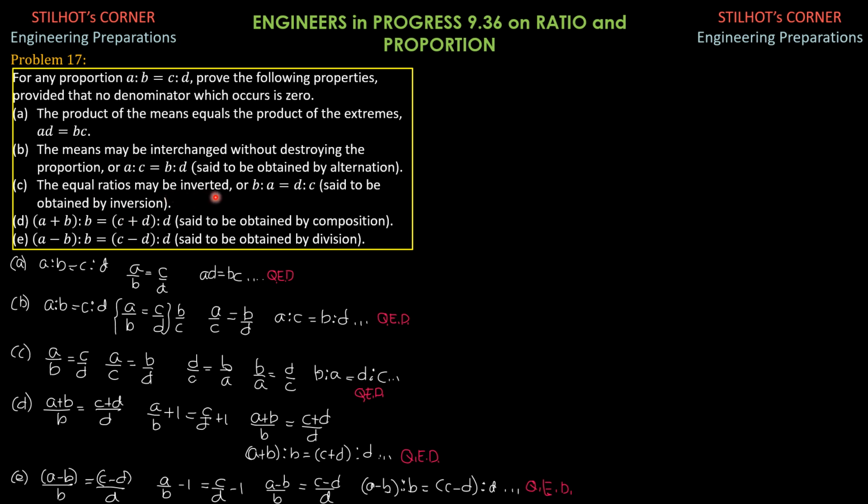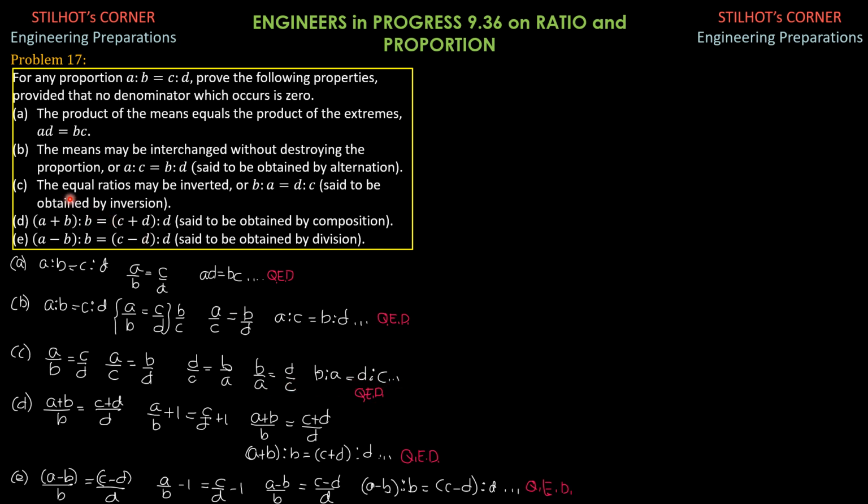Then the equal ratios may be inverted. So this is the original equation. Then by interchanging position c and d, we can do that just like cross multiplication. So from the result in part B, a over c equals b is to d, then we have to apply algebra here. Interchange position between a and d. d is to c equals b is to a. So finally, b is to a equals d is to c.